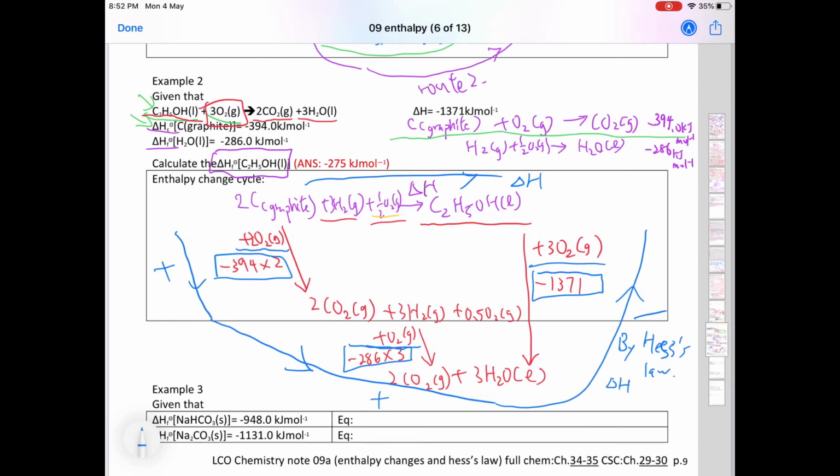The delta H equals plus 394 times 2, and then plus negative 286 times 3, and then minus negative 1371, and you can still get the same result. And if you are very familiar with this step, we can actually make the cycle even easier.